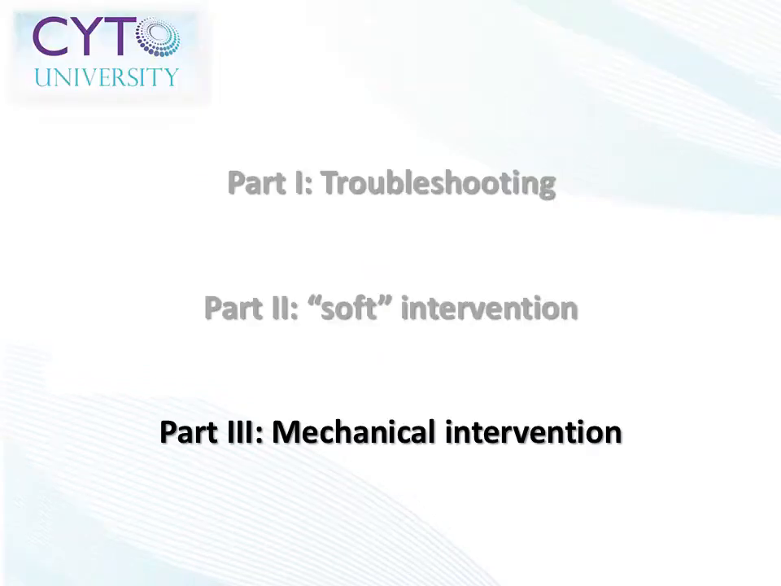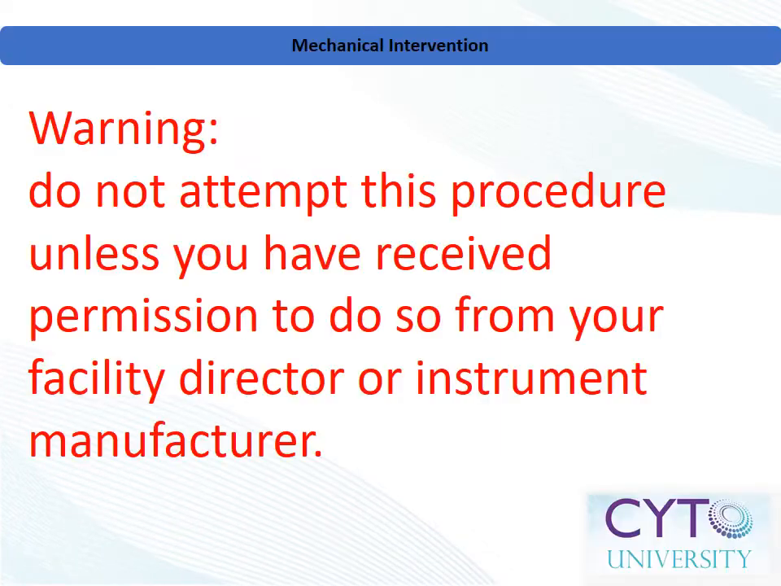Part 3. Mechanical Intervention. The most disruptive solution for elimination of a clog is to disassemble the sample injection port and mechanically remove the clog. Clog removal can be achieved using sonication of the sample injection port apparatus, using a syringe filled with cleaning solution, or using a steel stylet.